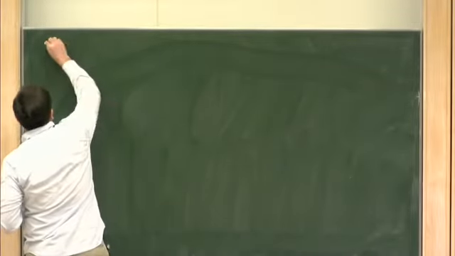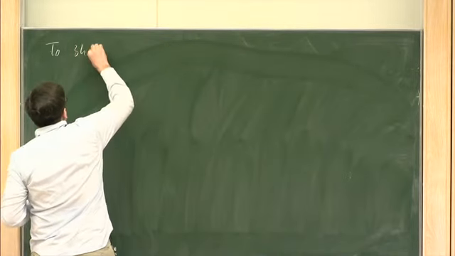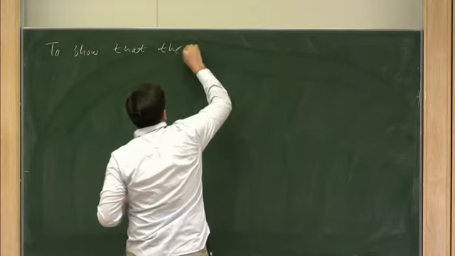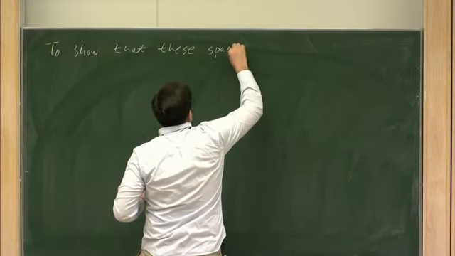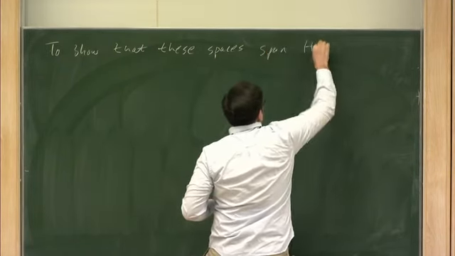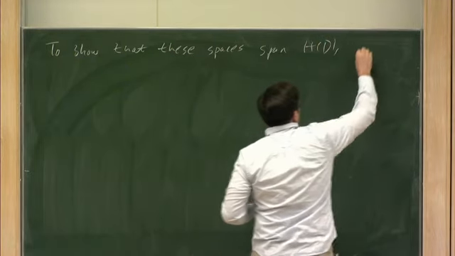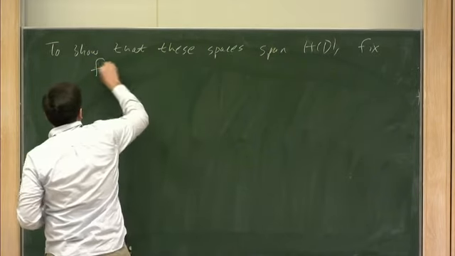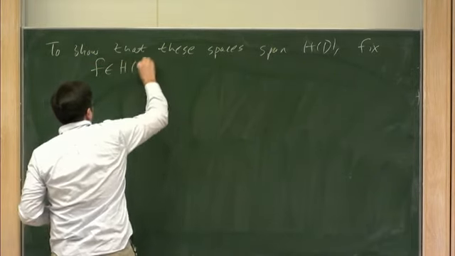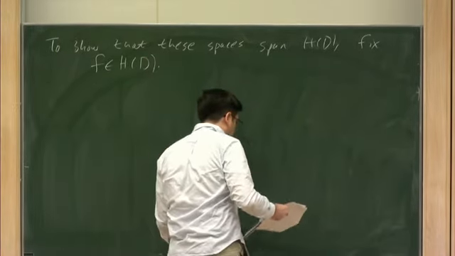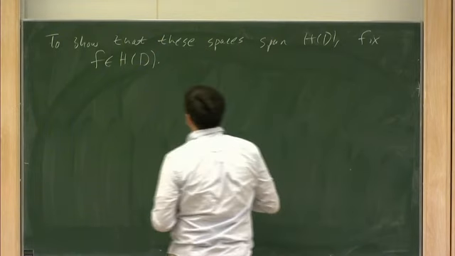Okay, so to show that these subspaces span all of H of D, let's fix f in H of D, and we want to show that we can represent this as a sum of elements, one in H harm of U and the other one in H sup of U.